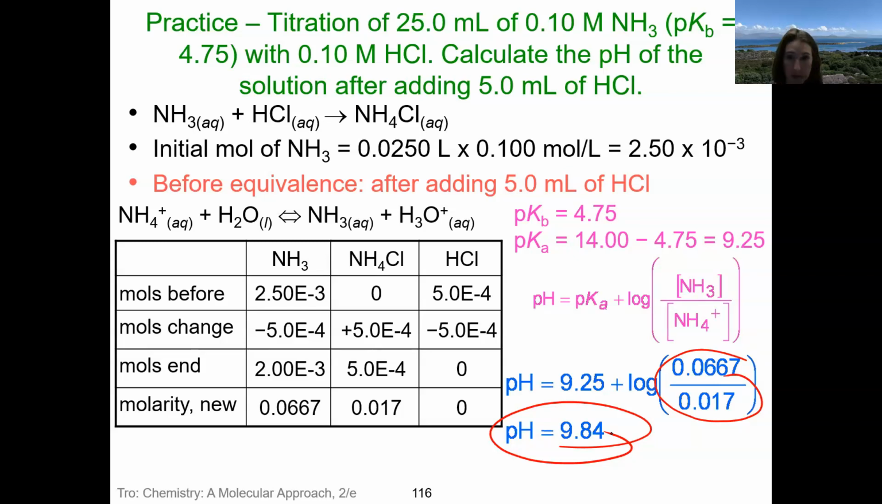Okay, questions on this part? So again, initially we have KB, a weak base, before our equivalence point, basic buffer. Okay, so you've got to do basic buffer.